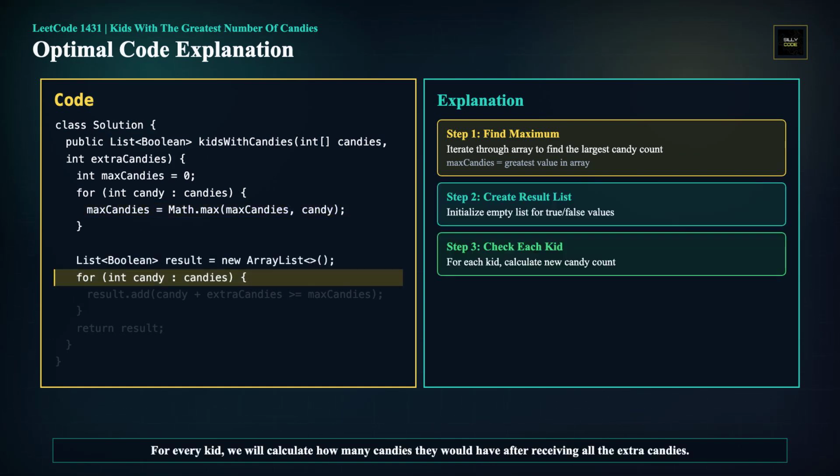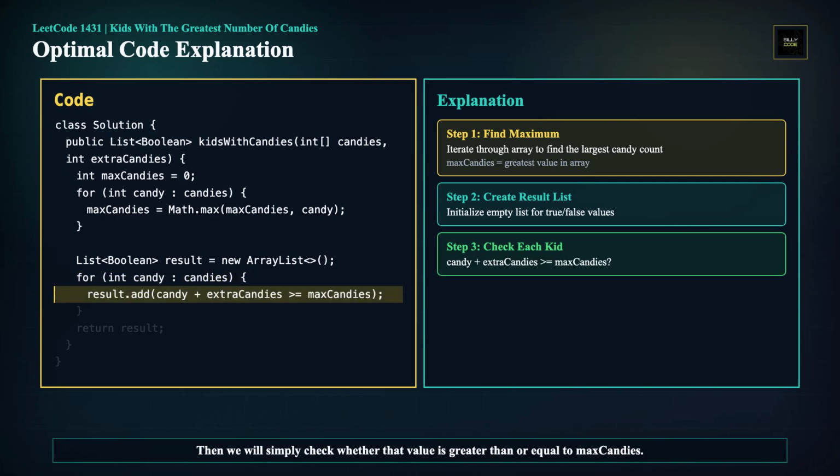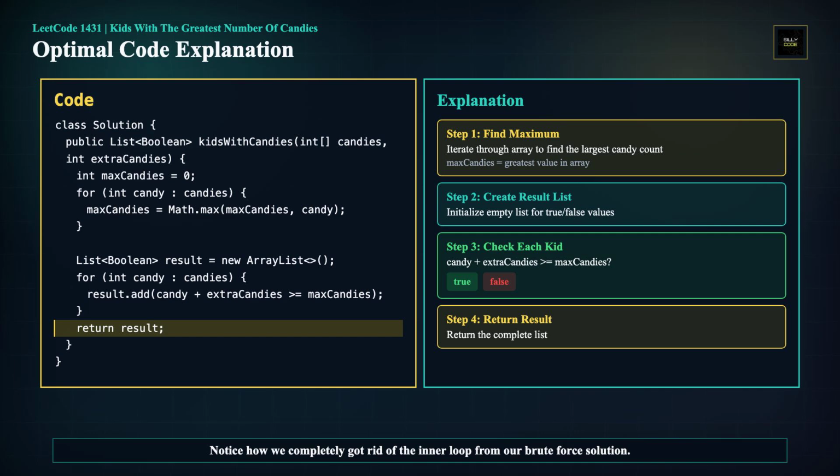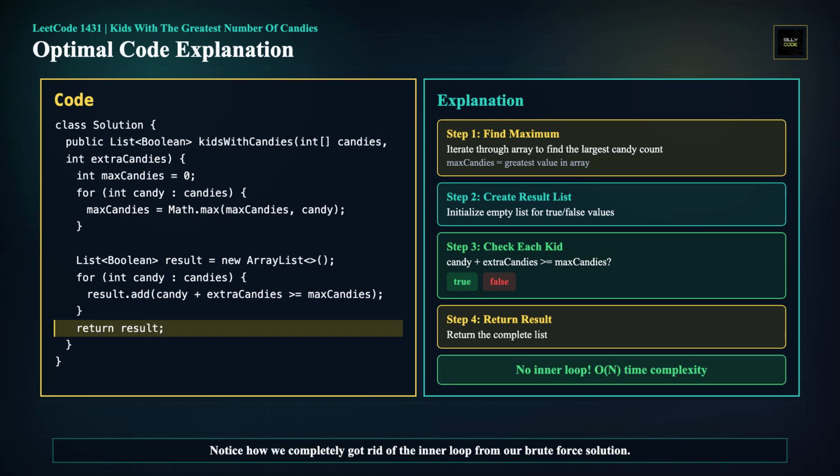Now we will iterate through each kid in the array. For every kid, we will calculate how many candies they would have after receiving all the extraCandies. Then we will simply check whether that value is greater than or equal to maxCandies. If it is, we add true to our result list. Otherwise, we add false. And finally, we return the result list. Notice how we completely got rid of the inner loop from our brute force solution. We are only comparing against the maximum candy count.